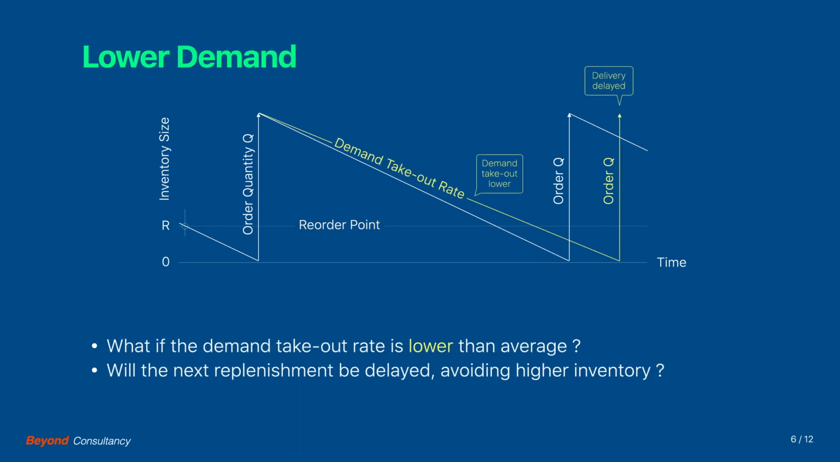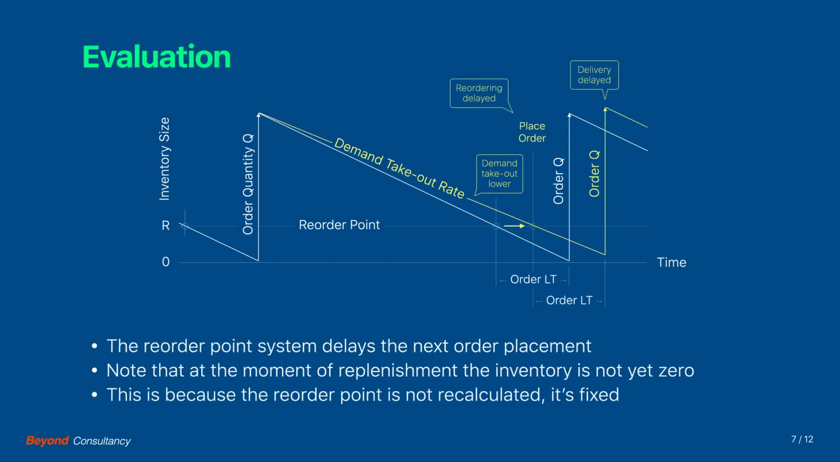The next question is, what happens if the demand takeout rate is lower than average? Will the next replenishment be correctly delayed so that we avoid too high inventories? From the diagram, we learn that the reorder point system indeed delays the next order placement. But looking at the details, we notice that at the moment of replenishment, the inventory was not yet zero. This is because we did not recalculate the reorder point to correspond with the lower takeout rate. It is a question of balance to either make the additional efforts to always be in the operational optimal point versus the simplicity of working with a fixed reorder point.